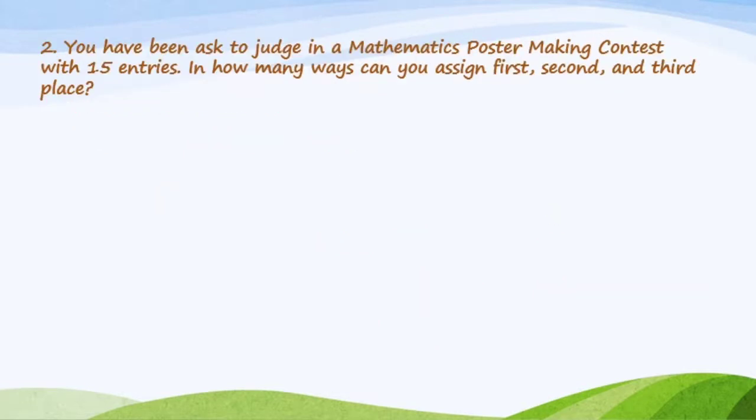Next example, you have been asked to judge in a mathematics poster making contest with 15 entries. In how many ways can you assign first, second, and third place? In this example, n is equal to 15 because there are 15 entries in the mathematics poster making contest, and r is equal to 3 since we are only arranging them as first, second, and third place.